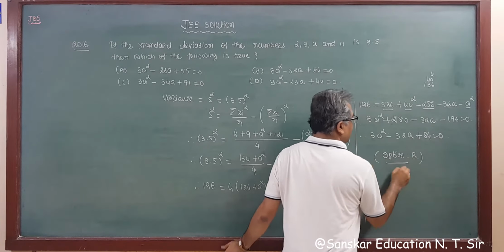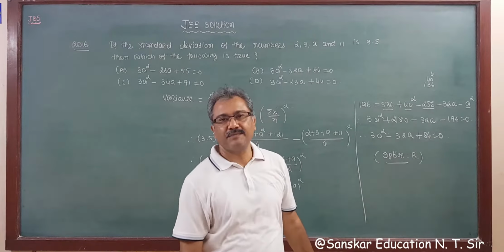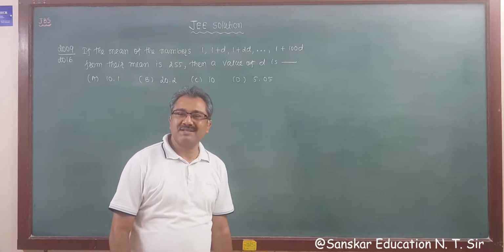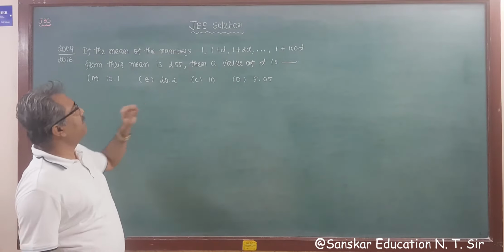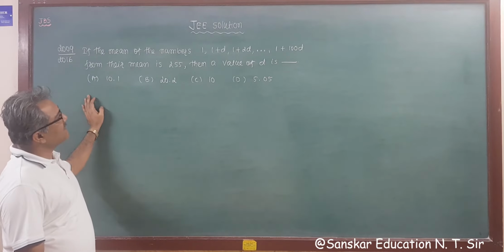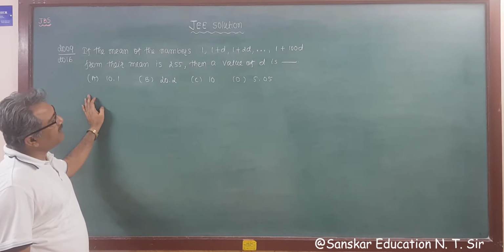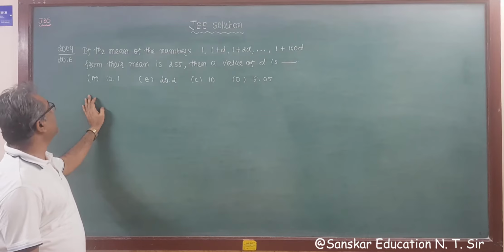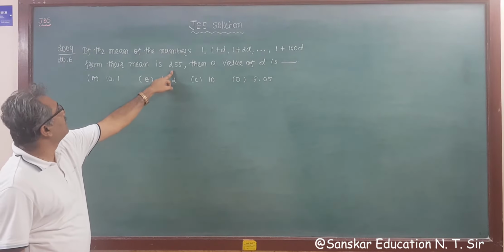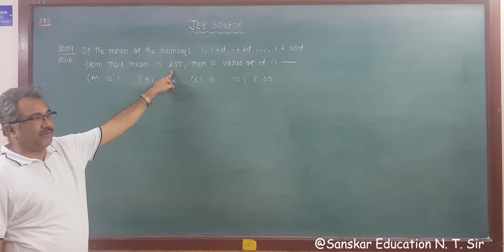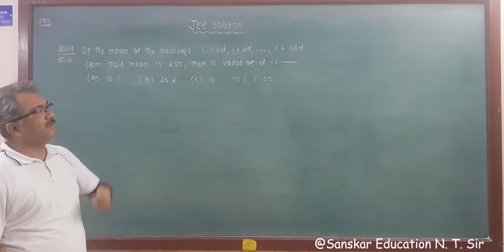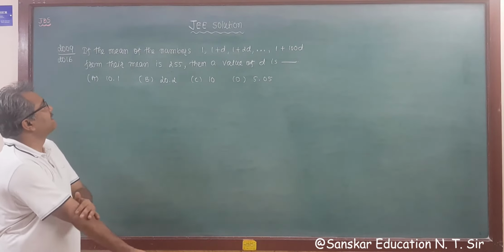Option B is the correct answer. This question was asked in 2009 as well as in 2016; the same question is repeated in 2016 also. If the mean deviation of the numbers 1, 1 plus d, 1 plus 2d, up to 1 plus 100d from their mean is 255, then the value of d is?